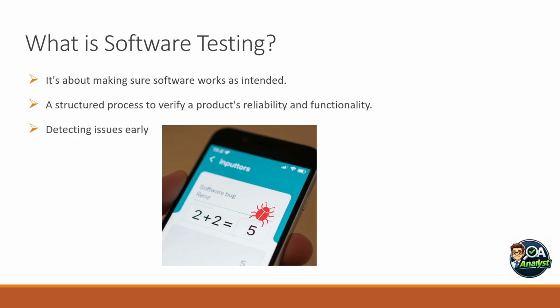Here is a small example. Think of a calculator app. If you type 2 plus 2, you expect 4. If it shows 5, that's a bug. Now imagine that mistake happening in a financial application handling millions of transactions. That tiny bug suddenly becomes a massive business loss. So this is software testing.